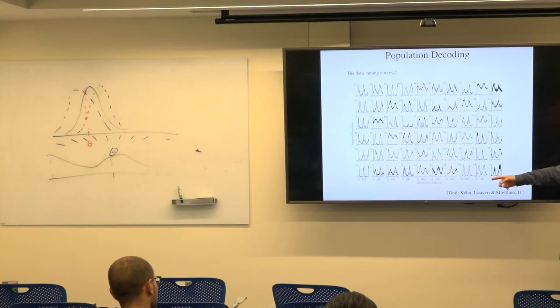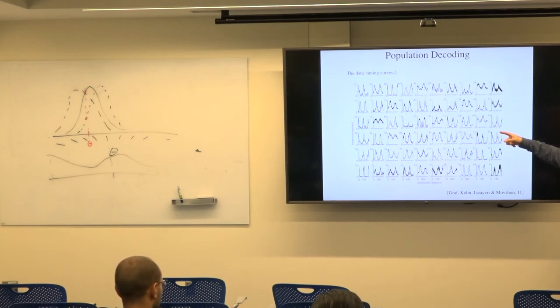And so if somebody has one peak that is smaller than another peak, this neuron is moderately direction tuned. But if the two peaks are exactly the same height, this neuron is orientation tuned, but not direction selective. It doesn't care whether it's moving left or right, it just cares that it's vertical. Okay? So, a big group of neurons.